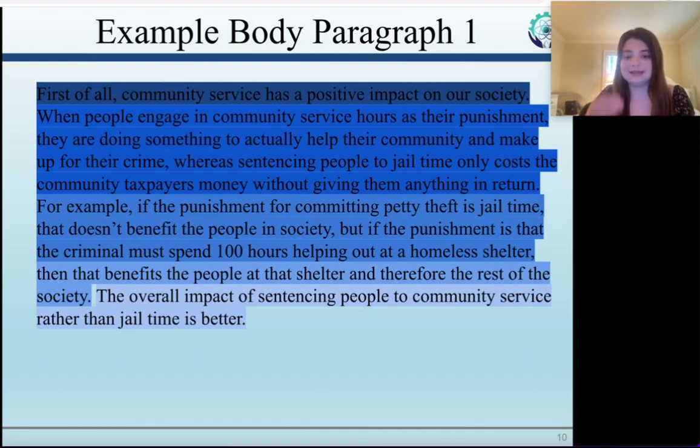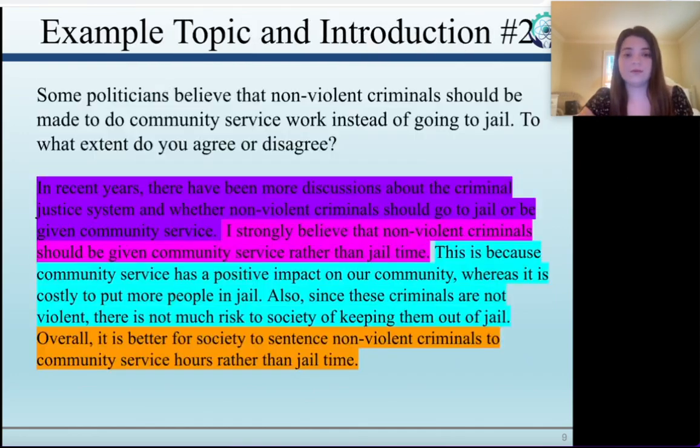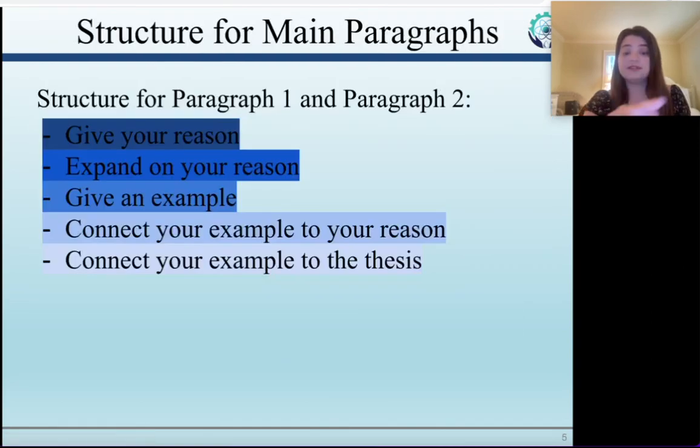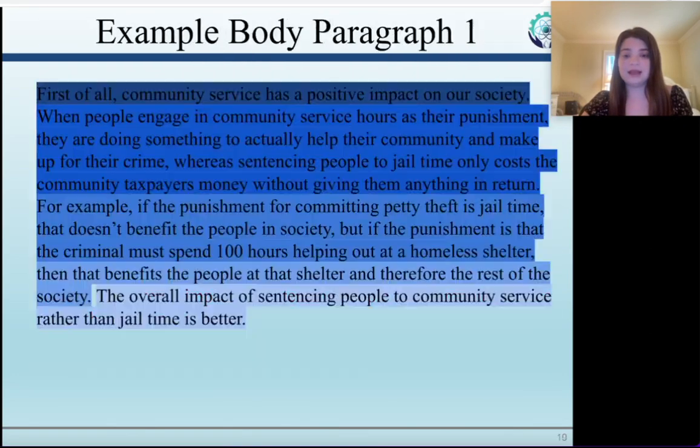So this sentence kind of goes over too, right? It first of all gives an example of a community service activity. The example I gave was 100 hours of helping at the homeless shelter. And then we also connected back to our reason by saying that that benefits the people at the shelter and therefore the rest of our society, right? That goes back to our main argument that community service has a positive impact on our society. So we connected it back to our topic sentence, and to our original reason.